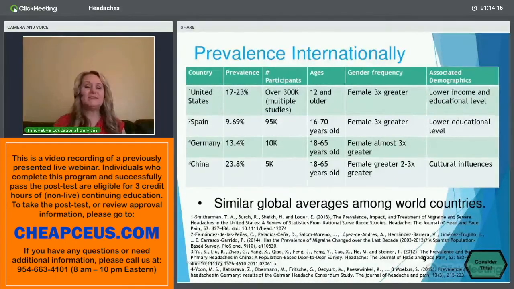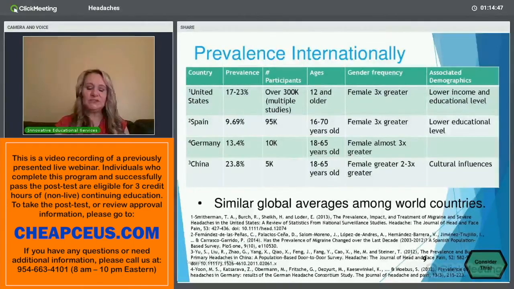In the United States, the prevalence of headaches is about 17 to 23% of the population are going to experience a headache. And as we look across Europe, Eurasia, into the globe, we're going to see that in Spain, there's a lower incidence than Germany. It increases. And by the time we get over to China, their reporting of headaches is almost on par with the frequency that we're seeing in the United States.